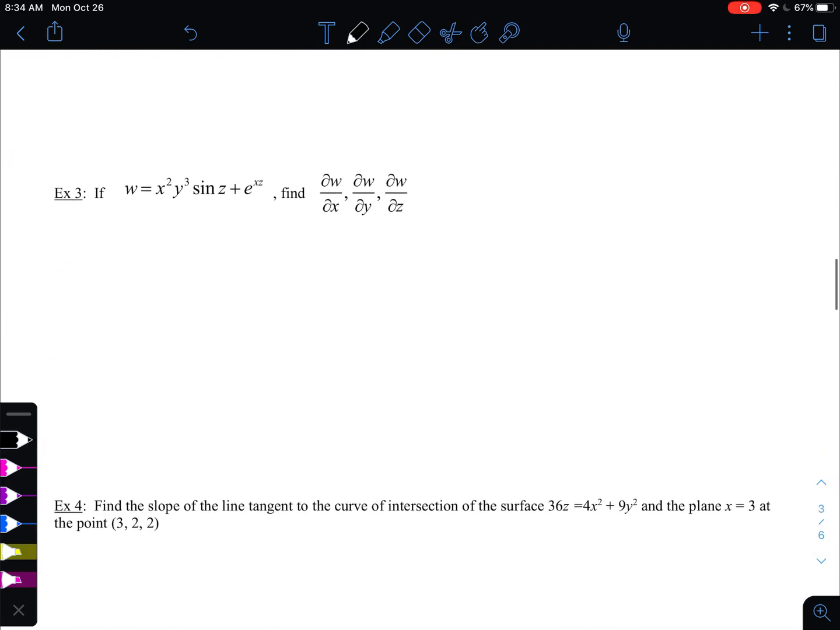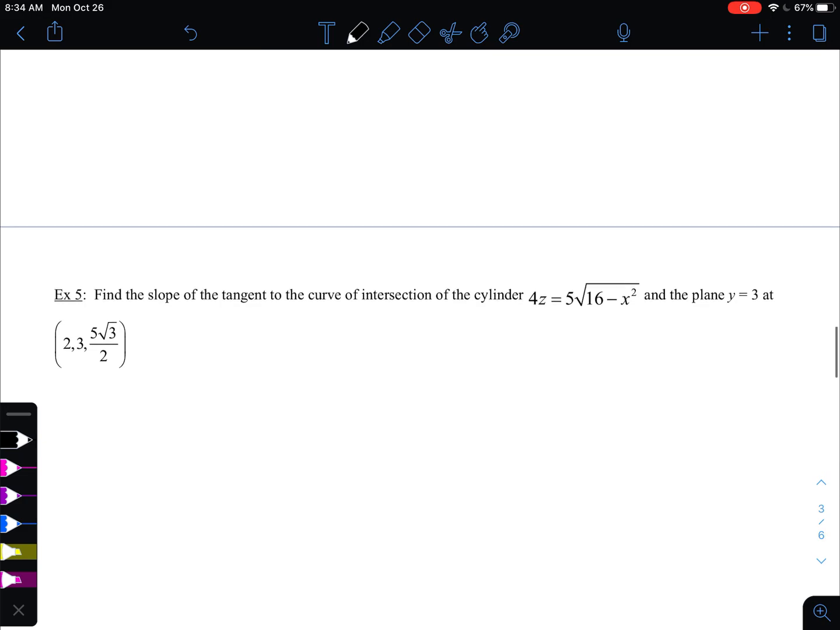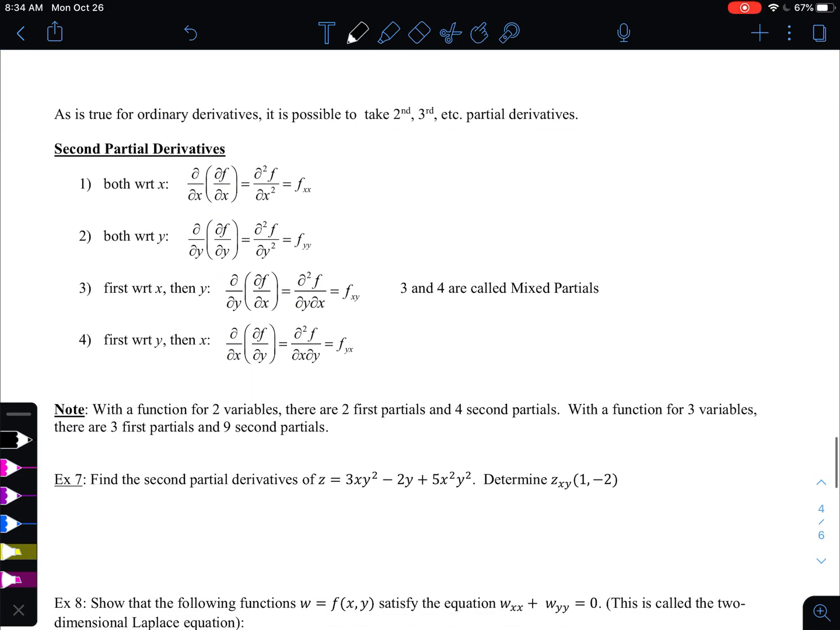So we've got a bunch of examples here that I want to make sure that you go through in the field notes, but I also want to show you that we have second partial derivatives. And this is why we end up getting a little bit mixed up, because we have so many options. You can take the derivative 2 times, both with respect to x. You could take it both with respect to y, or you could do some mixed partials.